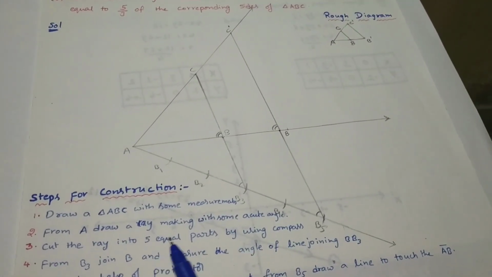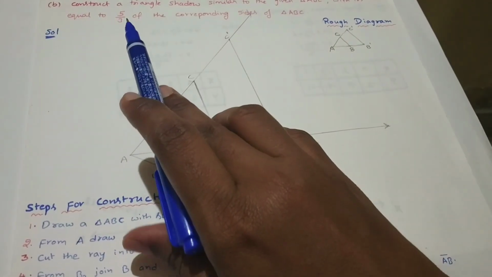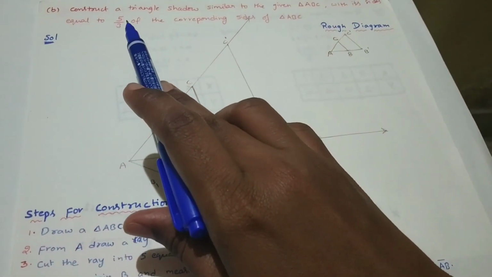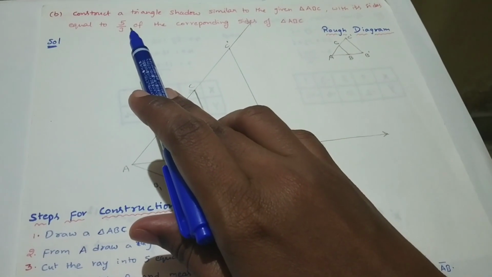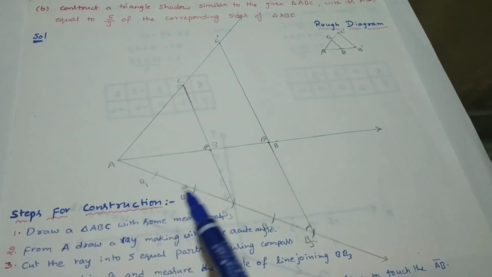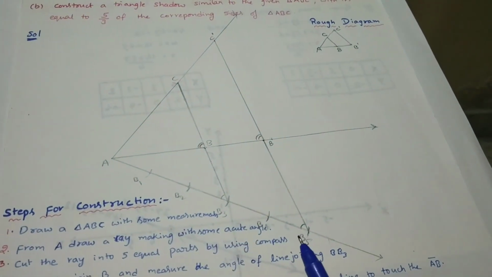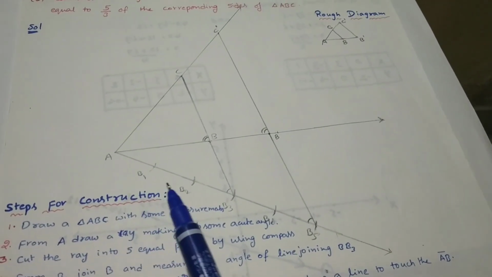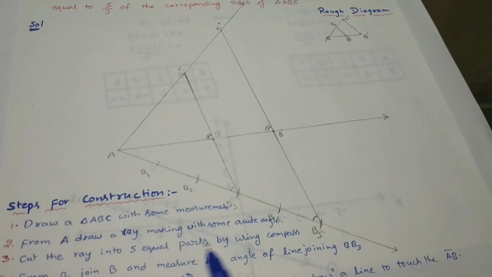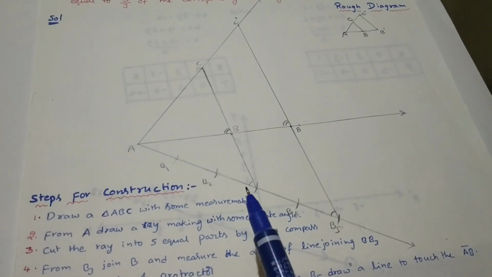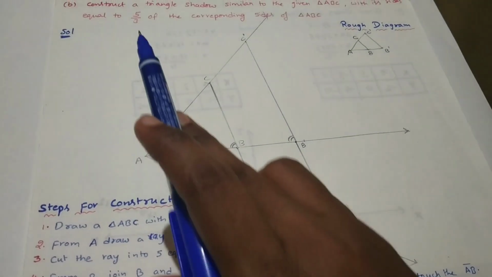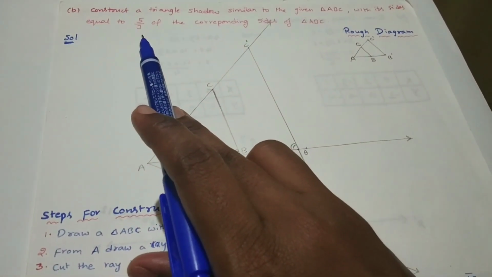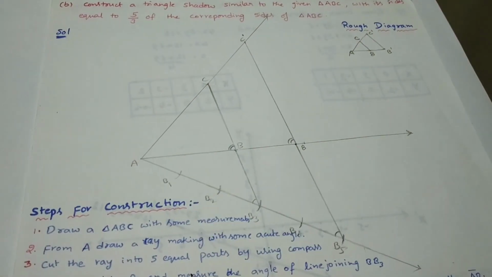Why cut only 5 equal parts? Given here is 5 by 3, so we have to make 5 equal parts. So cut this ray into 5 equal parts by using the compass with any measurement from point A. Name those points as B1, B2, B3, B4 and B5. Now from B3, why should you take B3 only? The denominator 3 is there, no? So first you should take 3.